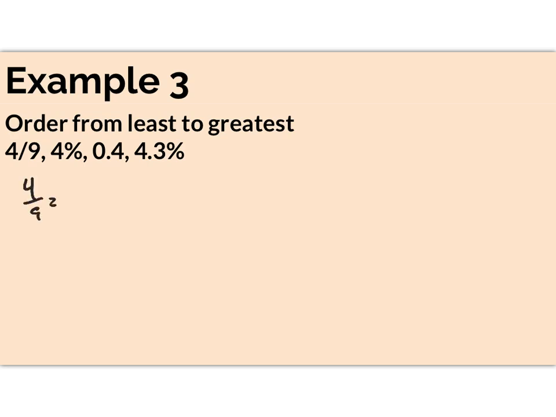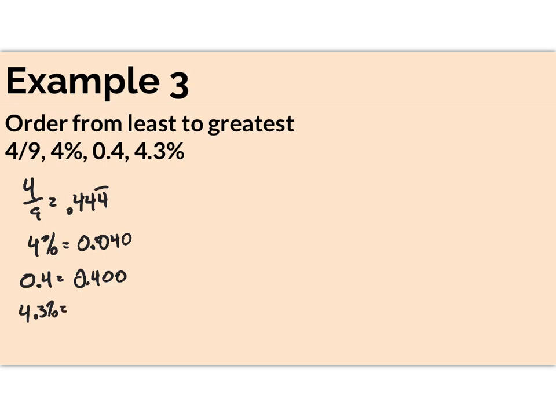4/9 equals 0.444 repeating. 4% equals 0.040. 0.4 equaling 0.400. And then 4.3% equaling 0.043. And so now, let's mark them.